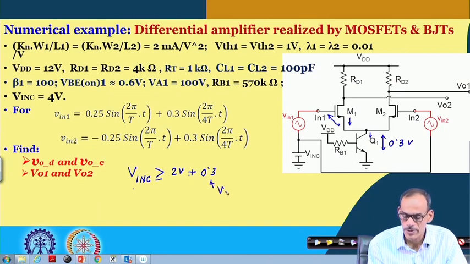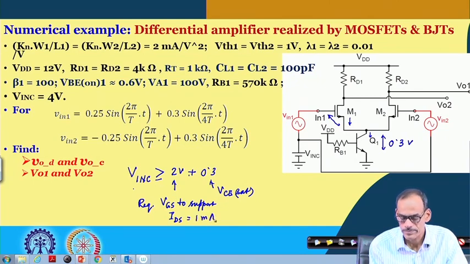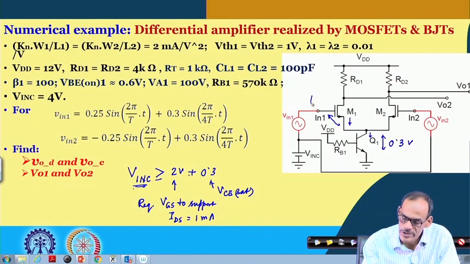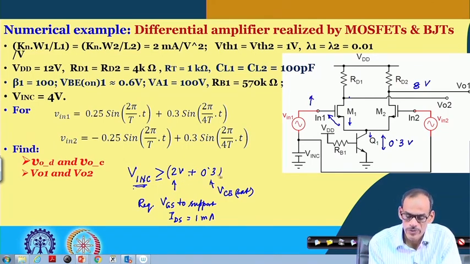So, this is VCE set and this is the required VGS to support IDS equals 1 milliampere. Now, if this V in C, as I said, is higher and higher, it will not create any problem. In fact, if this voltage is rising, the voltage here is still remaining at 8 volt. So, of course, this is the lower limit of V in C.